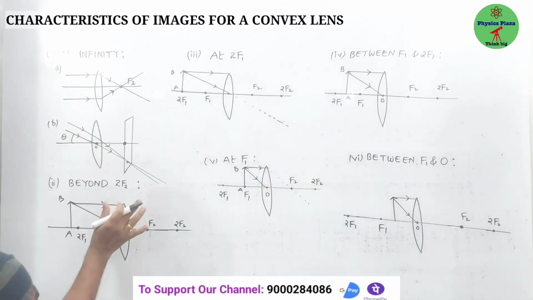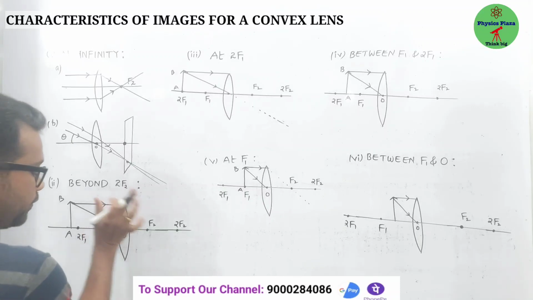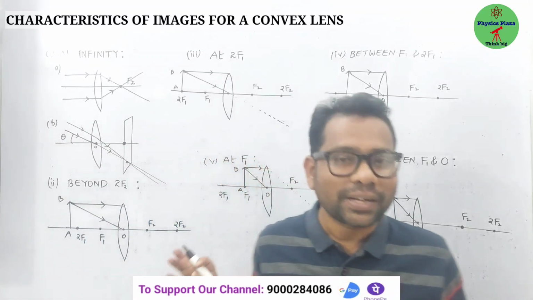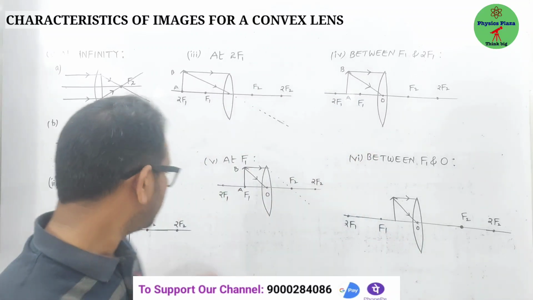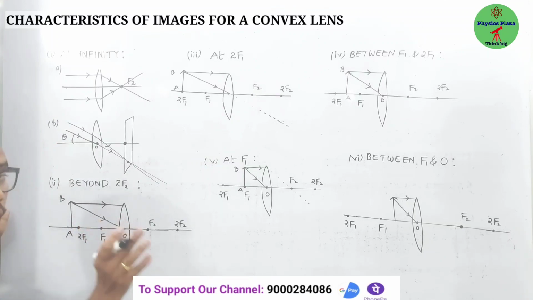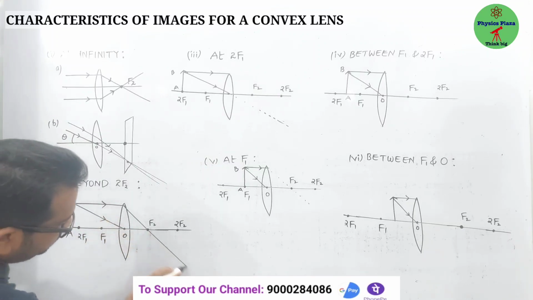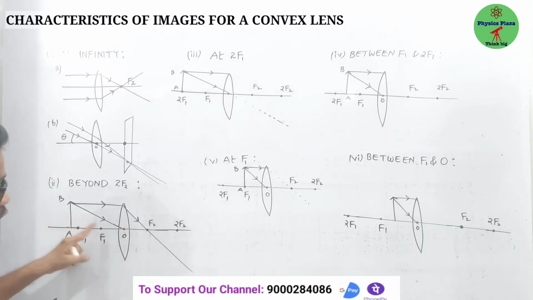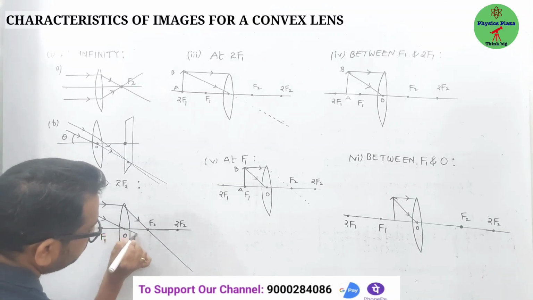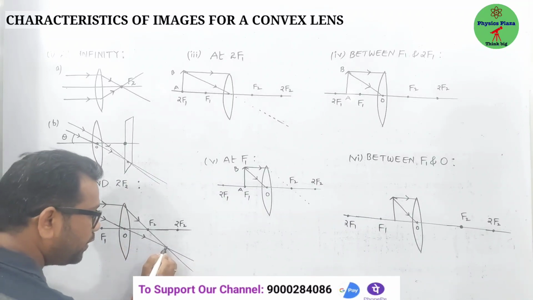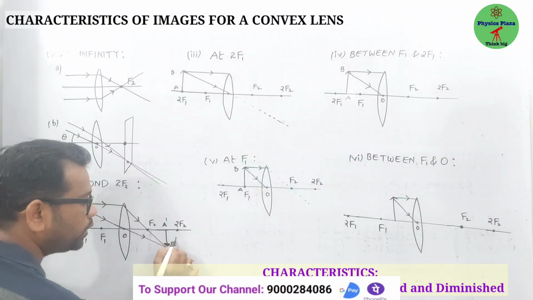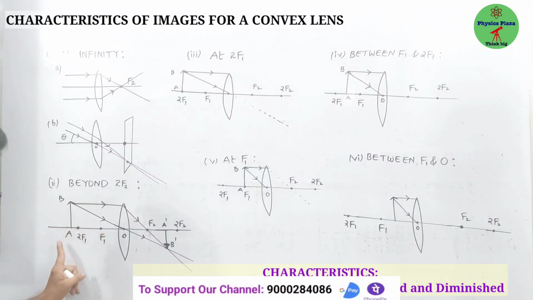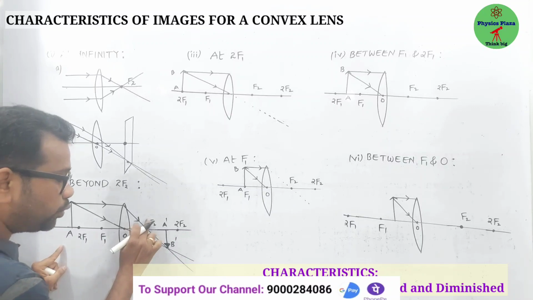Clear? Fine. Now, in the second case, the object is placed beyond 2F1. Again, we need to consider the same light rays. One light ray comes parallel to the principal axis, and one light ray passes through the optic center. We know that if any light ray comes parallel to the principal axis, after refraction it must pass through the focus. And if any light ray passes through the optic center, after refraction it must go undeviated. Now, where are these light rays meeting? Very important, between F2 and 2F2. So when the object is placed beyond 2F1, the image is formed between F2 and 2F2.